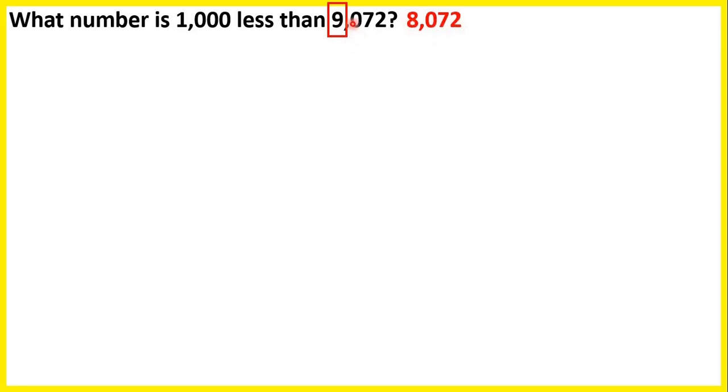8,072. So the 072 in our hundreds, tens and ones stays the same in our answer, because we're not subtracting any hundreds, tens or ones. We're subtracting 1,000, so the thousands digit decreases by 1.